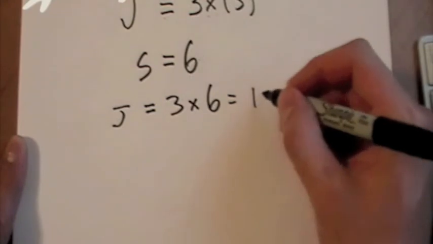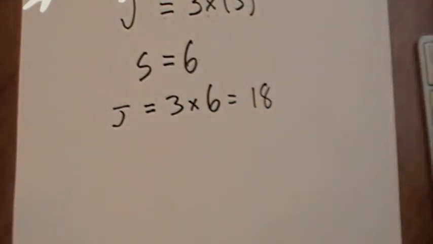And 3 times 6 equals 18. So now we found out that John is in fact 18.